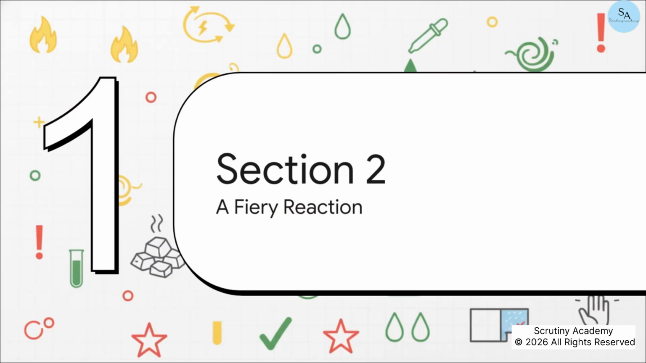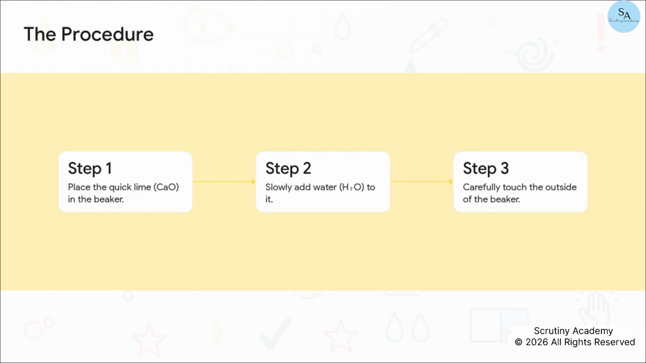All right, we have all our stuff ready. Now comes the really cool part. Section 2, a fiery reaction. The steps are super easy. First, just put the quicklime, the CaO, into the beaker. Then, slowly add the water to it.